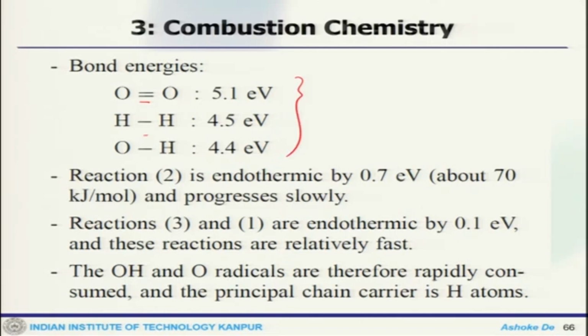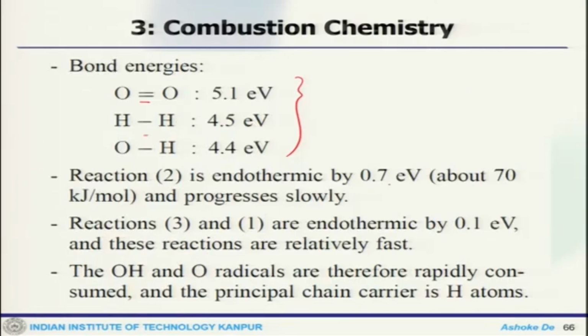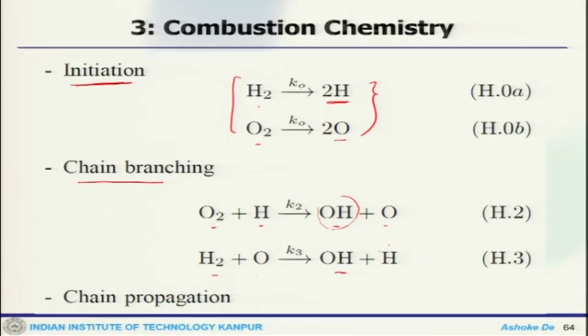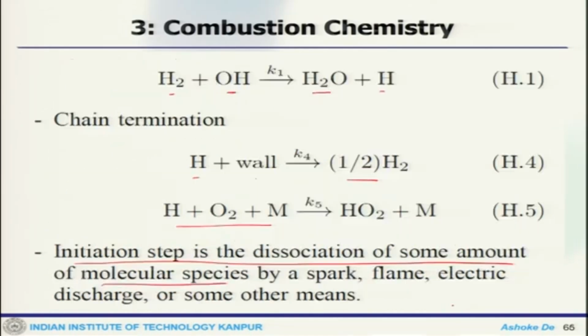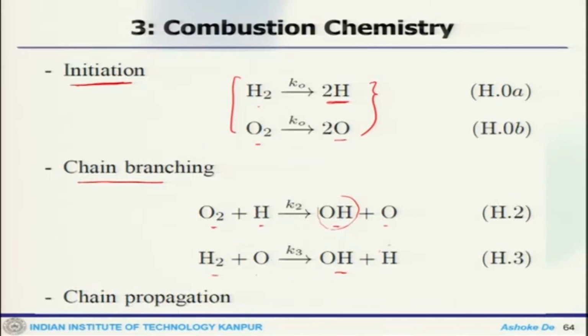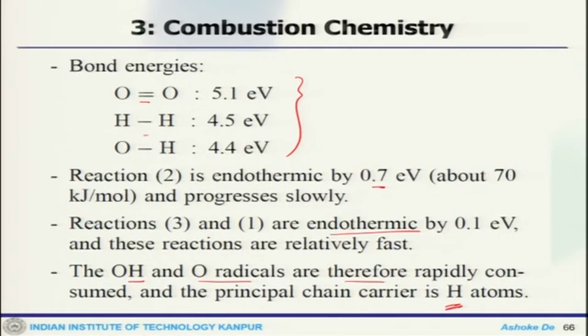Now, reaction 2 which we are talking about here is endothermic by some amount. Reactions 3 and 1 are endothermic by some amount, and these reactions are relatively fast. So, you can also estimate from these bond energies and calculations which reaction is quite fast and which is slow. Therefore, the OH and O radicals are rapidly consumed, and the principal chain carrier remains the H atom. This tells you which of these radicals will be more reactive and which will stay there and allow the reaction to continue.